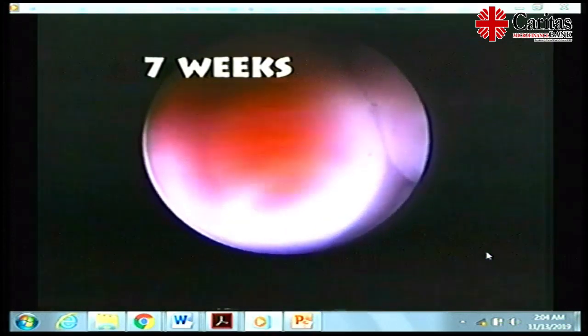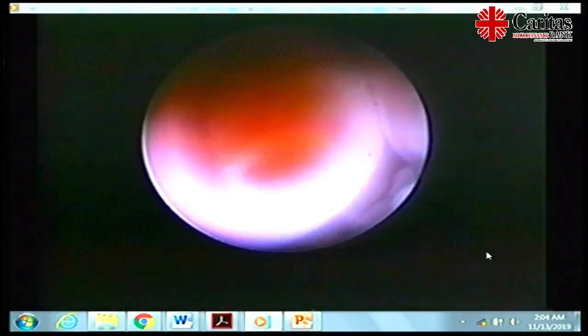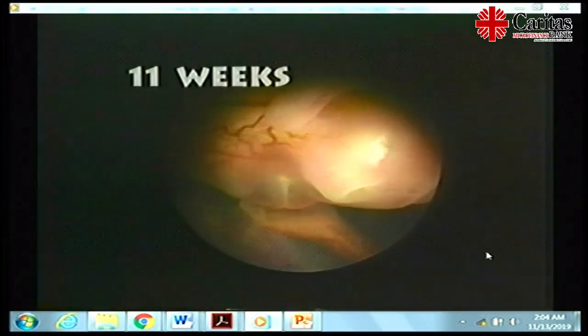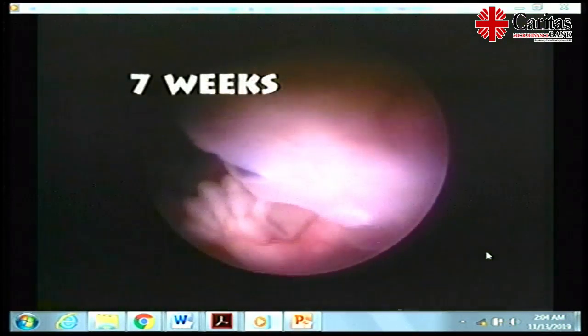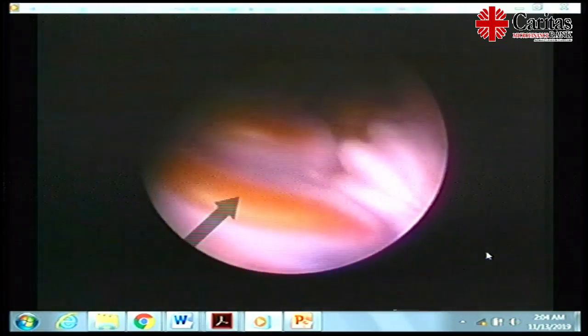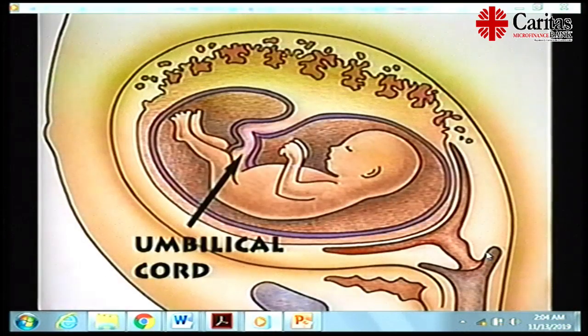This is at 7 weeks. And you can see at this age, they're already moving. This is 11 weeks. You can see how well the hands are formed. That's the baby's trunk. There's the arm. That's the amniotic sac. That's the umbilical cord. And again, you can see the bones in the hand are forming. This is the umbilical cord. There's the baby's eye and face.